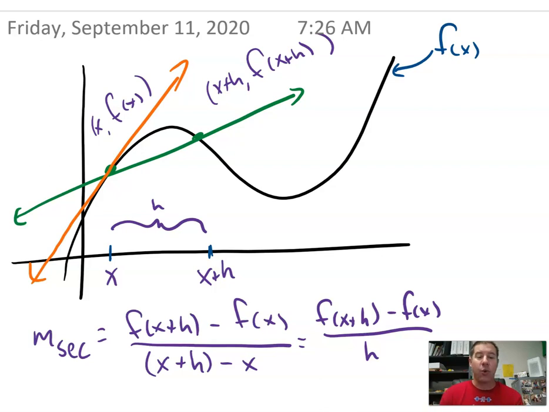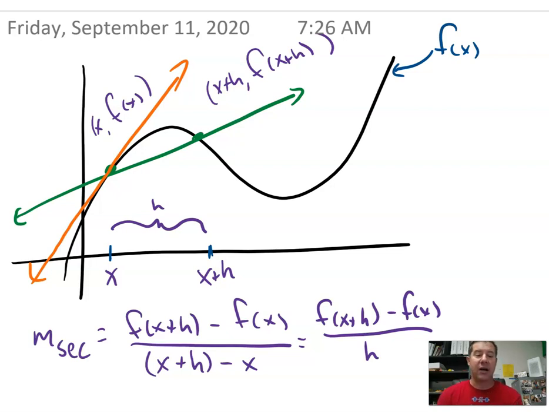And so then again, if I wanted the slope of the tangent line, I could just do y2 minus y1 over x2 minus x1, and I could find the slope. So f of x plus h minus f of x over x plus h minus x. Or if you simplified that, the x's on the bottom would cancel out, and the slope of the secant line would just be f of x plus h minus f of x all over h. Okay? And that would give me the slope of the secant line.